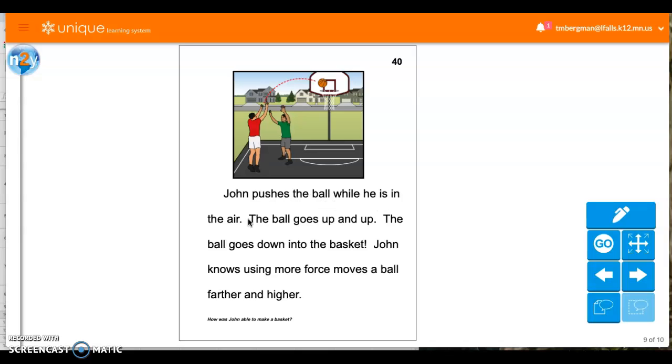John pushes the ball while he's in the air and the ball goes up and up. The ball goes down to the basket, into the basket. John knows using more force moves the ball farther and higher. So how was John able to make a basket? Using force. Nice job. So the force helped the ball go up higher and then go down with the gravity.